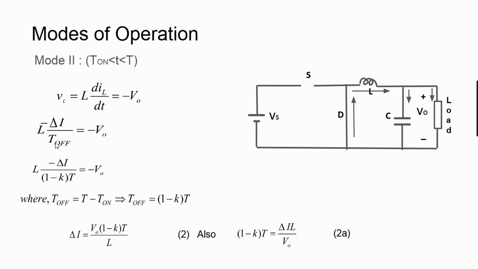So L into minus del I by T off equals minus V0. T off can be written as T minus T on, which in terms of duty ratio is (1 minus K) into T. Therefore, L into minus del I by (1 minus K) T equals minus V0. Substituting, we get del I equal to V0 into (1 minus K) into T divided by L, which is equation 2. Also, (1 minus K) into T equals del IL by V0. This is equation 2a.